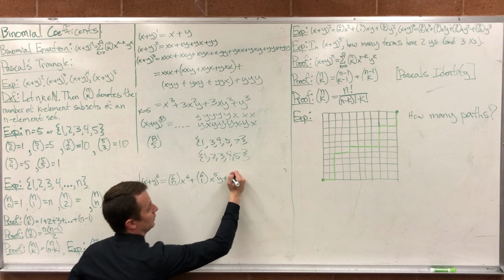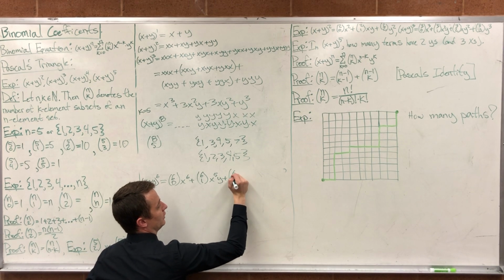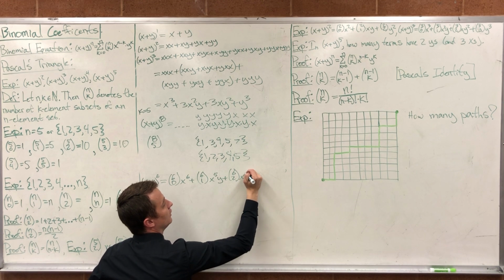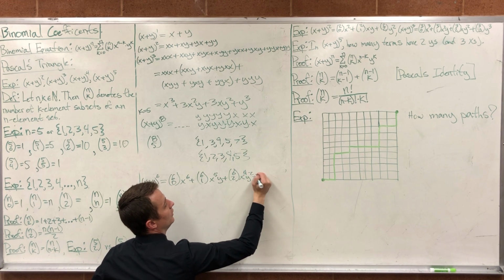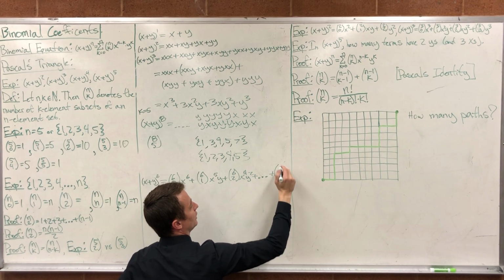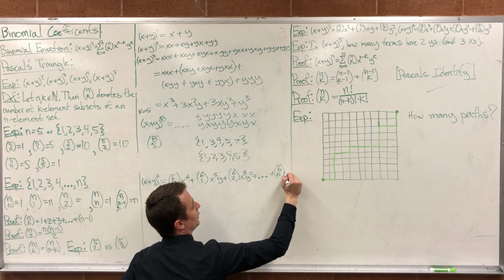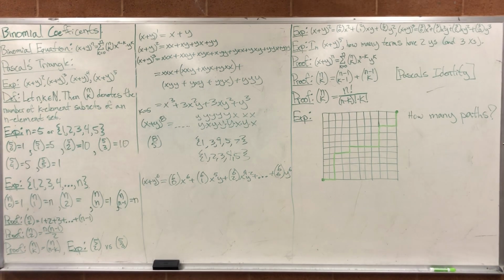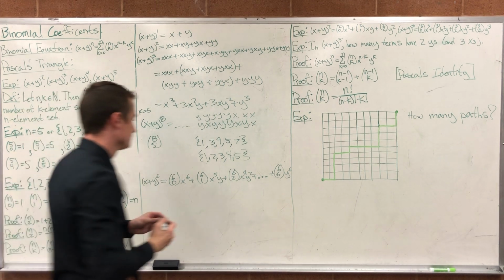Plus, am I overstressing this? Do you guys already get it? 6 choose 2, which would be x to the 4 y squared. Plus dot dot dot, plus finally 6 choose 6, which is where we just have all y's. We include all of them, right? So the bottom number is what applies to the y, right?